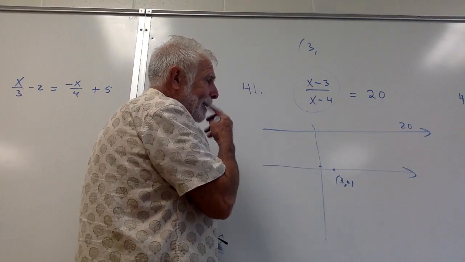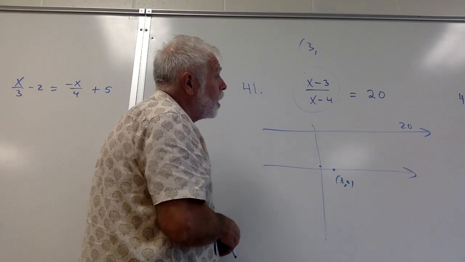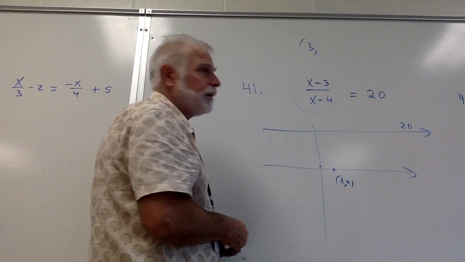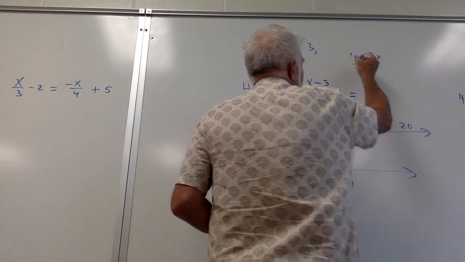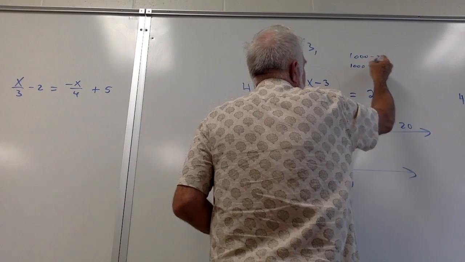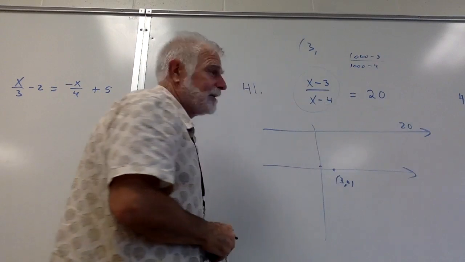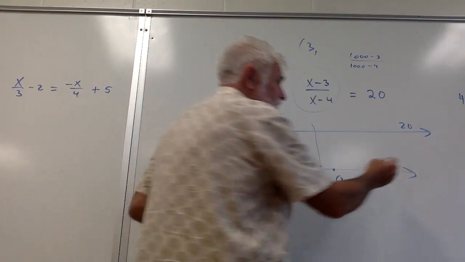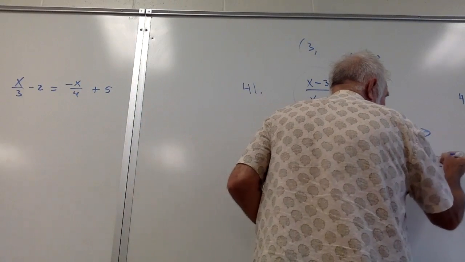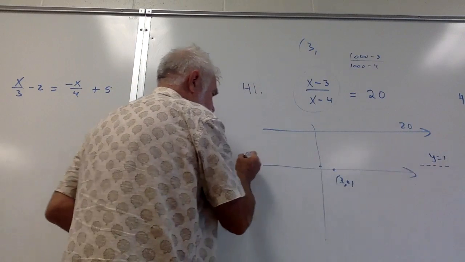Okay. Oh, I know that if I put a billion in here, let's just put 3 zeros and subtract 3. And if I put 3 zeros and then subtract 4 and I divide those, sure looks like I'm pretty close to 1. So it looks like over here, end behavior is asymptotic, is 1.